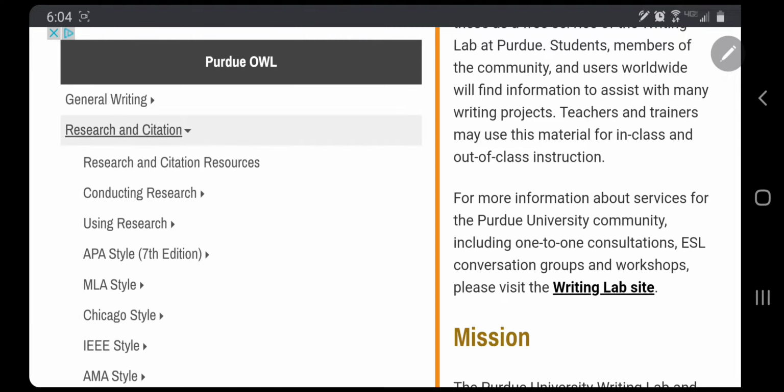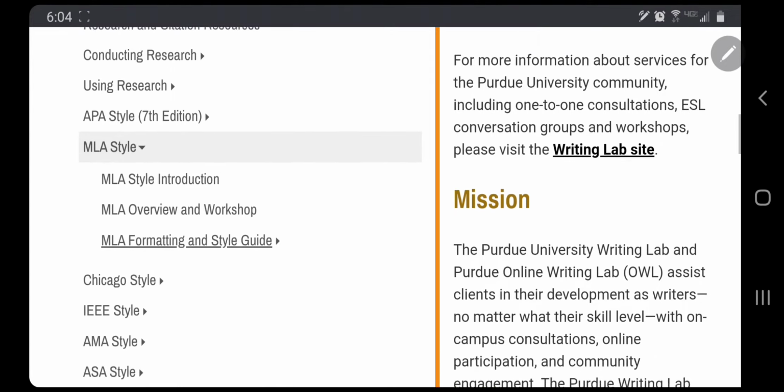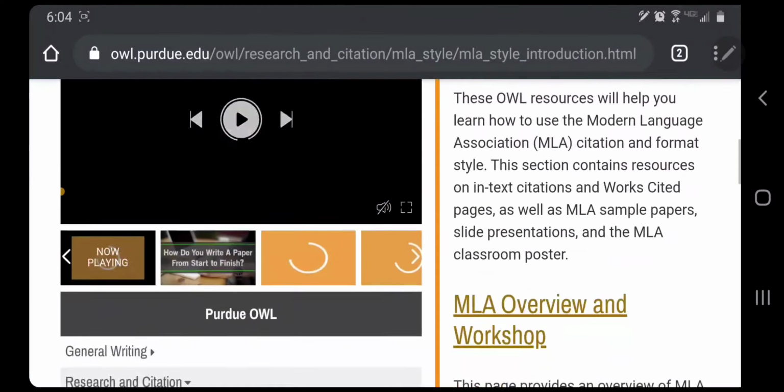You scroll down and you click on Research and Citation, and it's going to give you all kinds of options. So now there are two biggies in the Research and Citation format. The first would be APA, or American Psychological Association. You're going to use that if you are in a scientific or research field. The other is MLA, Modern Language Association. It's mostly used in the humanities like English and history. So that's what we're taking a look at today. You can go ahead and click on MLA, and they've got all kinds of resources here that you can just scroll through to get the hang of it.